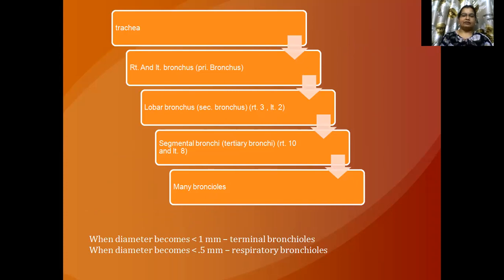The right side has 3 bronchi, and the left side has 2 bronchi. These are also called lobar bronchi. Then the lobar bronchi divide into segmental bronchi, which are also called tertiary bronchi. The right lung has 10 tertiary bronchi and the left lung has 8. Then the tertiary bronchi divide into many bronchioles. When the diameter is less than 1 mm, they are called terminal bronchioles, and when their diameter becomes less than 0.5 mm, they are called respiratory bronchioles.